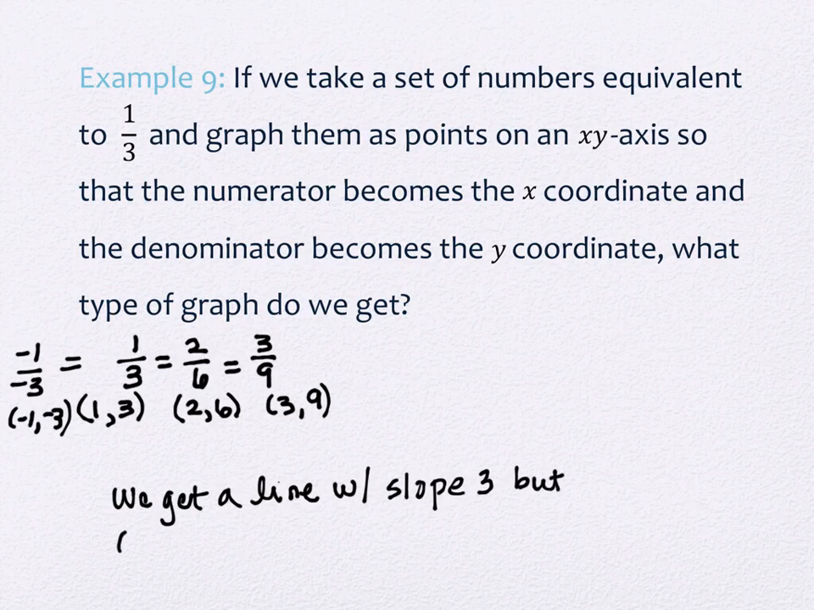But 0, 0 is not on this line. So if you were actually drawing this, what you would have to do is draw the line like I did and then put a hole right there at the origin at 0, 0 to indicate that that's not an acceptable value. Okay?